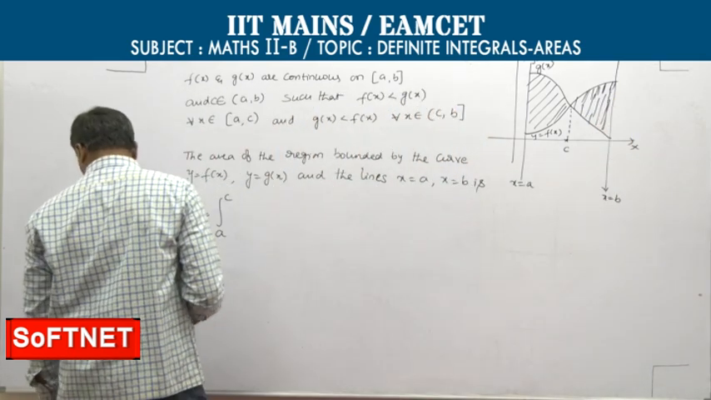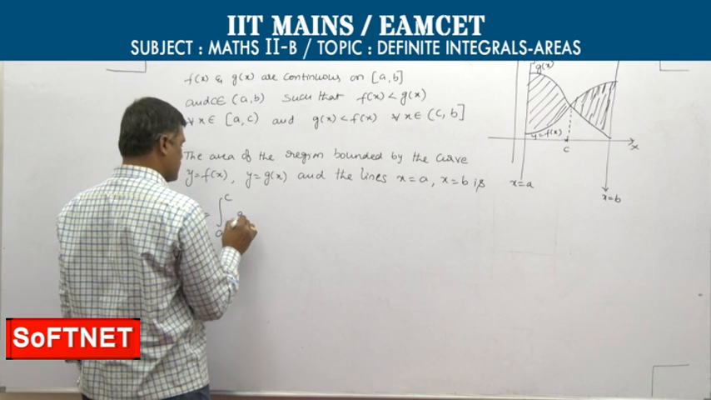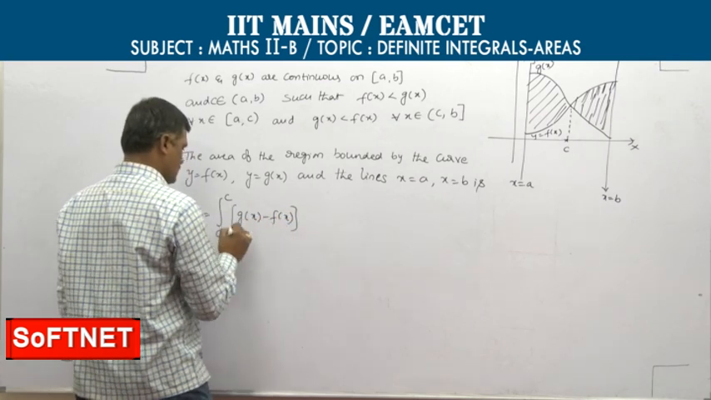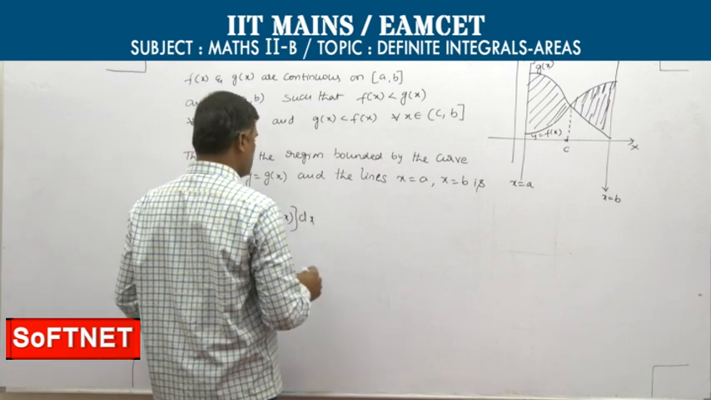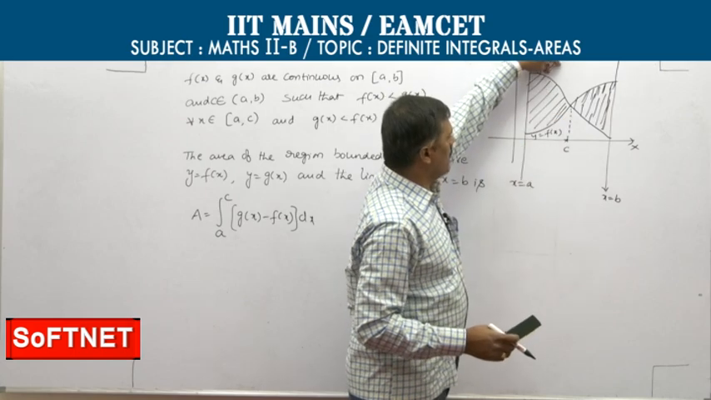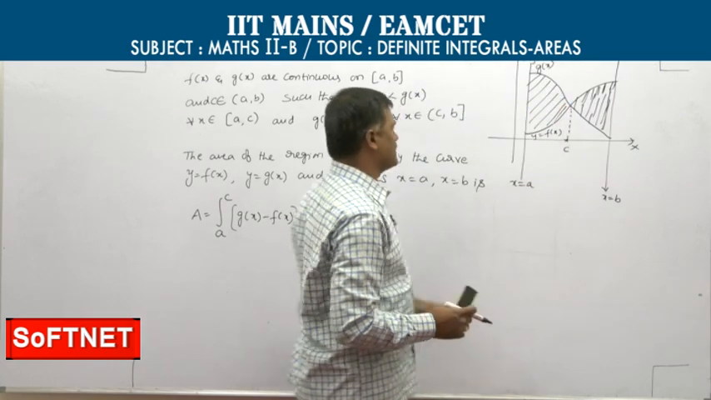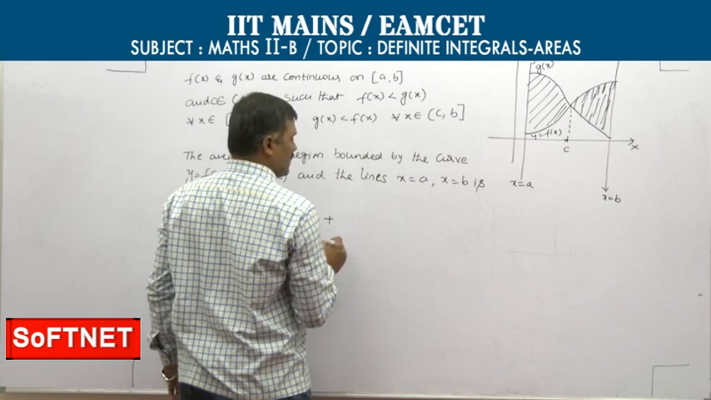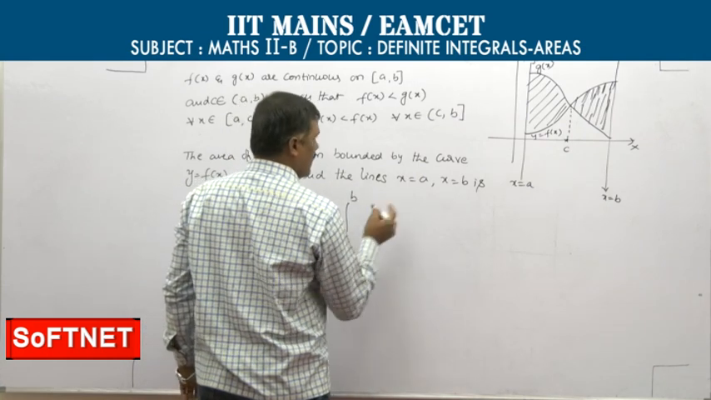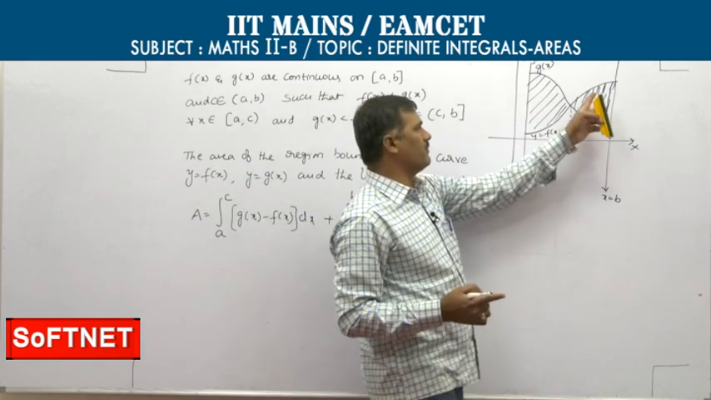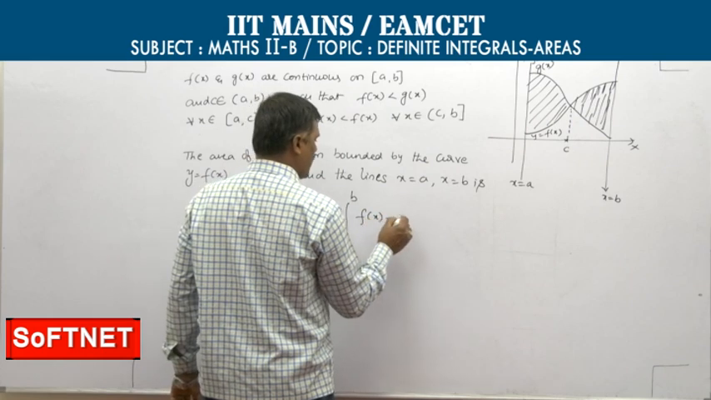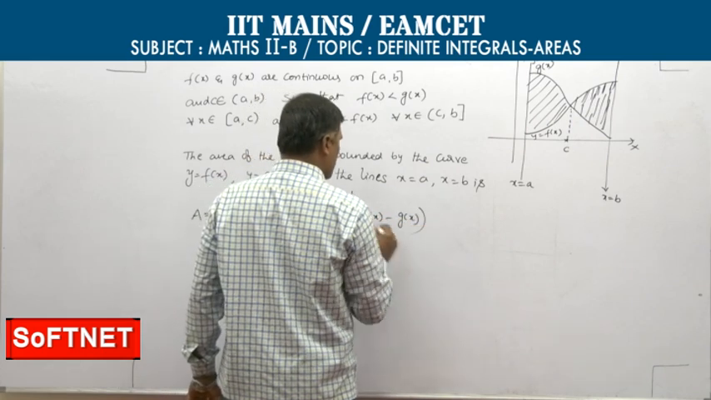Therefore, area is equal to integral a to c, g of x minus f of x dx. First part, a to c, upper curve minus lower curve into dx, plus integral of c to b, next upper curve f of x minus lower curve g of x, f of x minus g of x into dx.